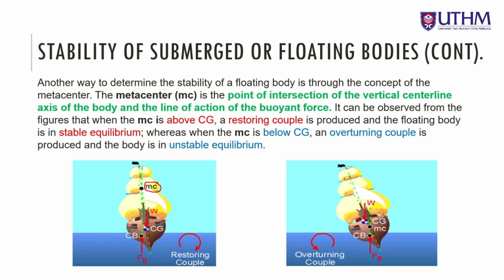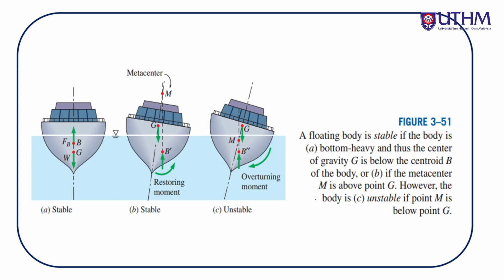Manakala pada rajah belah kanan ni pula, kita boleh nampak point of intersection vertical center line of center of gravity dan center of buoyancy berada di bawah center of gravity. Nampak? Dia punya metacentric point berada di bawah center of gravity. Ini bermaksud overturning couple akan dihasilkan dan overturning couple ini akan menyebabkan kapal ini tumbang. So kapal ini dah tidak stabil, dia berada dalam unstable equilibrium.